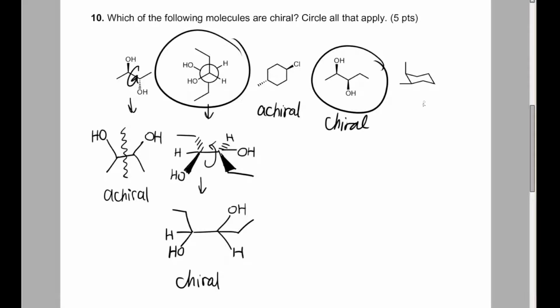Finally, we have this chair conformation, and like I said before with Newman projections, I don't really like looking at chair conformations either. I think it's easier to first draw it out as a line angle structure, so I'm going to do that. As you can see, there's 2 methyl groups, and I'm just going to number it 1, 2, 3, 4, 5, 6, giving the lowest numbers to the methyl groups. And then I'm just going to redraw it, and it looks kind of like this.